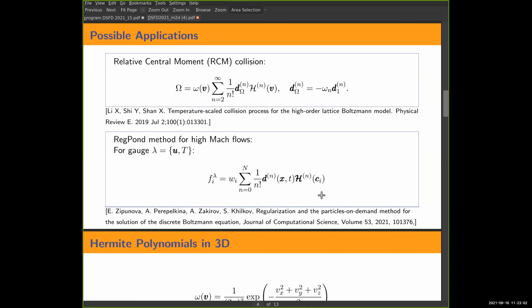And also our work, which is the generalization of the particles on demand scheme, where in particles on demand there is a transform to the gauge that corresponds to the shifted velocity and scaled temperature. We have extended the method by using the regularization expansion in this method by combining the particle distribution functions with shifted Hermite moments. So we also need to know the transformation from raw moments to shifted Hermite moments. So we find this method.